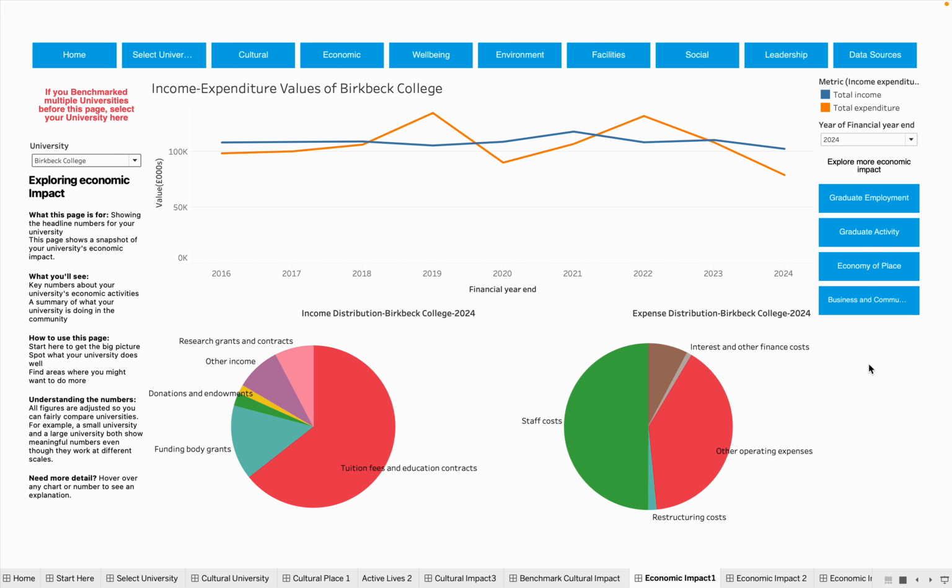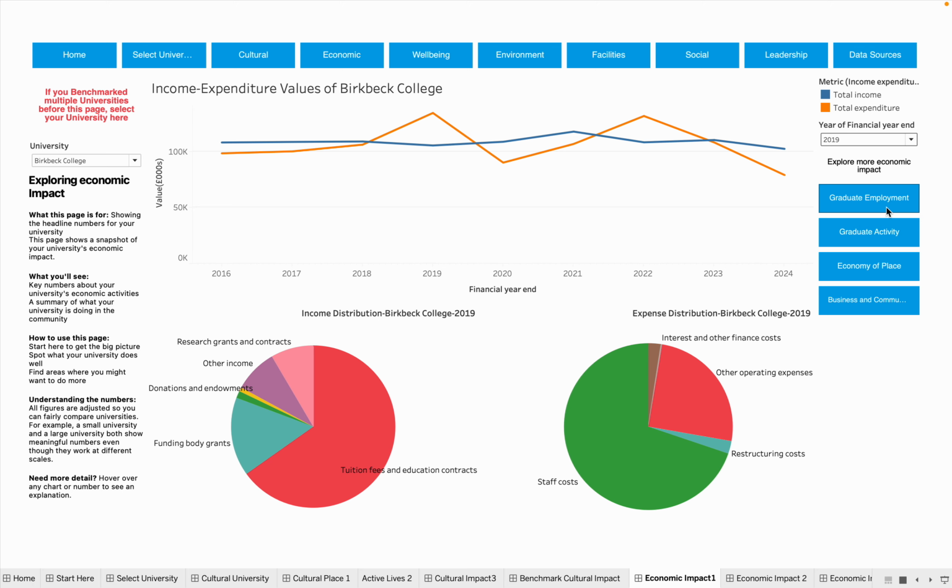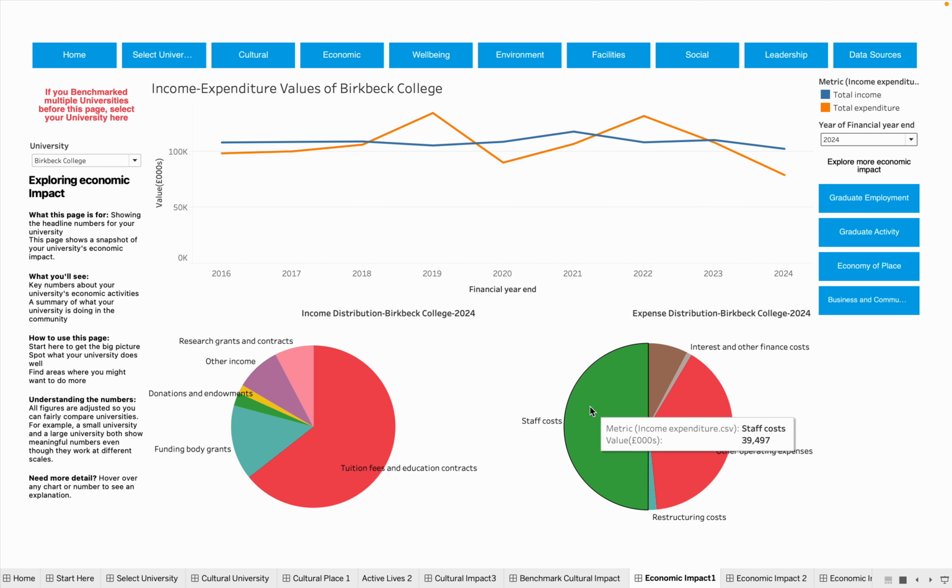business and community interactions. So what I see here is income expenditure values, and there's a downward trend for total expenditure and unfortunately a little bit on total income as well for this university. And if I want to understand, for example, the distribution, the composition of these things, let's say in 2019, the majority of my income was tuition fees and grants, and there's a large slice of the pie here for staff costs. And if I want to understand what's happening and go down to 2024, I can see that the staff cost pie is smaller. So that kind of helps me analyze what's happening.